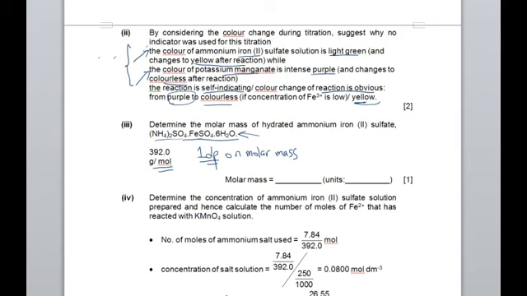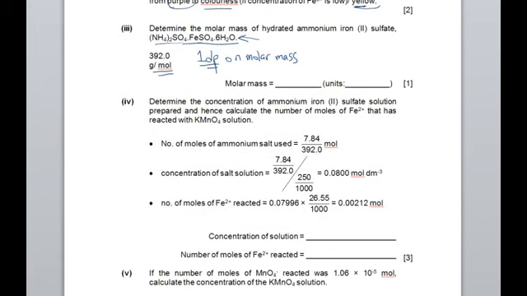Okay, for the third part of this question, is really a giveaway. All you have to do is to consider the molar mass of the elements inside this formula, and you do a very careful calculation of the molar mass of this hydrated ammonium iron 2 sulfate with working.